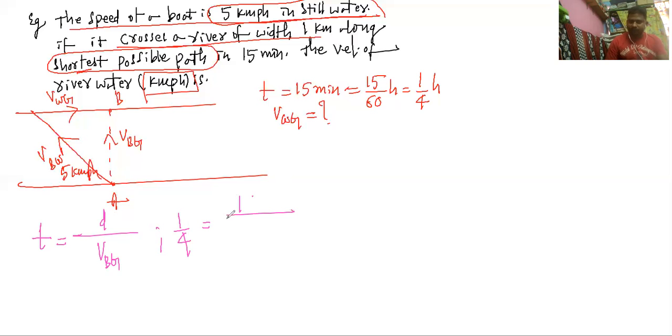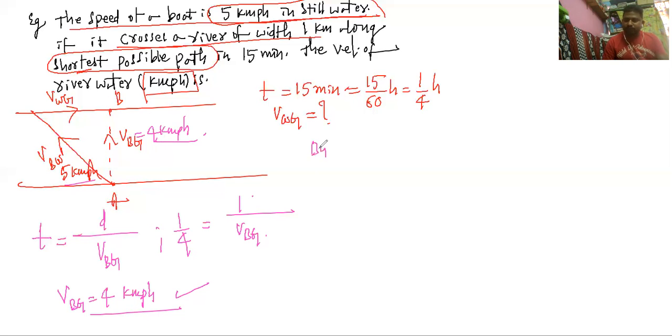Everything is in kilometers per hour. This is kilometer by VBG. Okay. So from here what can I write? VBG is equal to 4 kilometers per hour. So simple, you can see. So this is 4 kilometers per hour and the previous one, this is 5 kilometers per hour. So now you can find VWG, right?